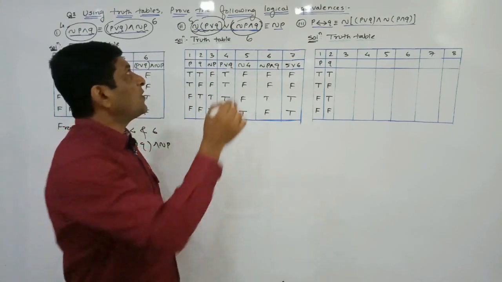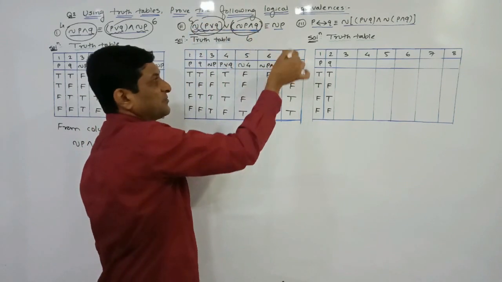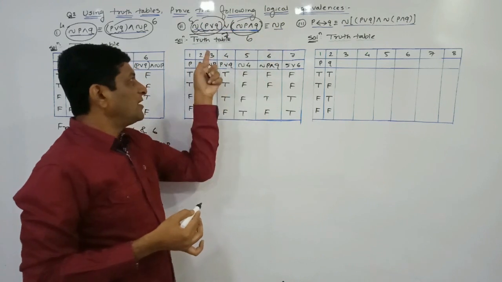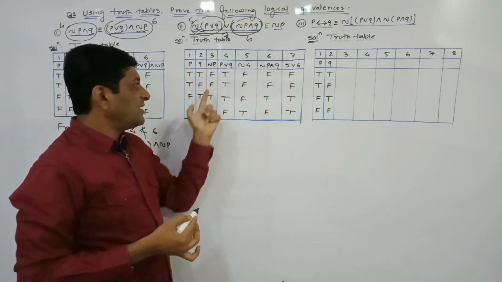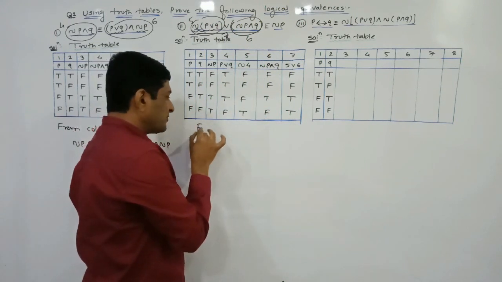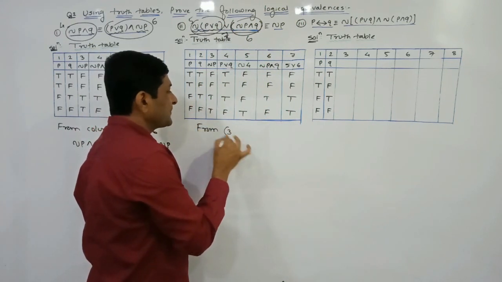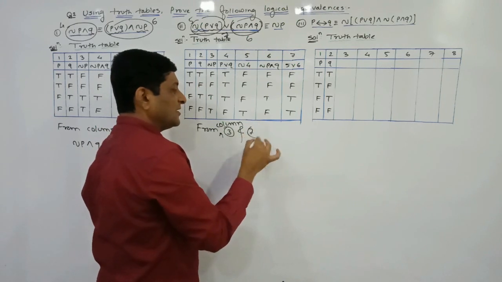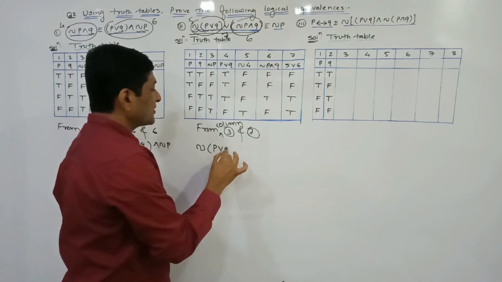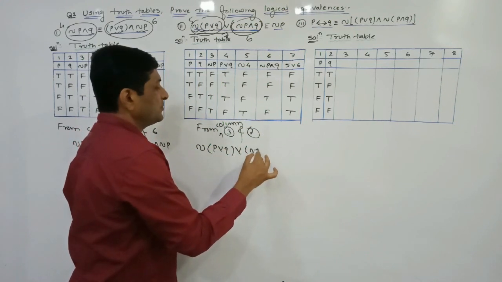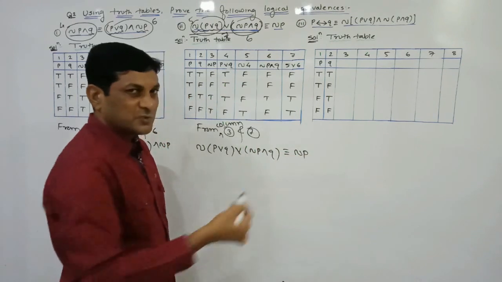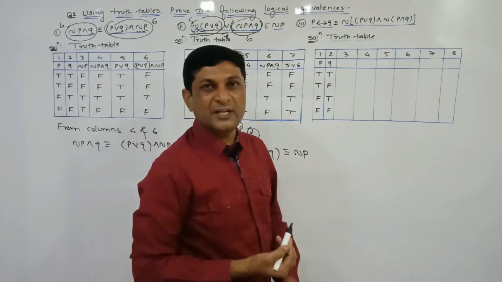So, in this way, we have got the truth value of this whole statement, which is in column number 7. And negation P is in column number 3. So, observe F F T T. F F T T means truth values are identical. So, that's why from columns 3 and 7, what is our conclusion? That negation of (P or Q) or (negation P and Q) is equivalent to negation P. In this way, we have shown that these two statements are logically equivalent.